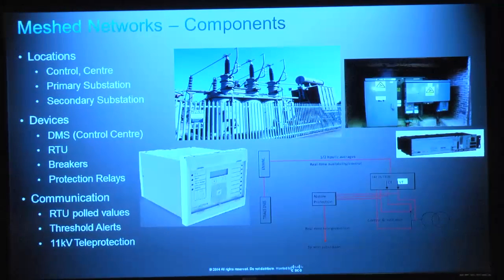The locations, again, very similar. Control center, primary substation, secondary substation were involved. The SCADA environment was needed, the RTU, the individual breakers at each of those secondary locations, and the protection relays that were deployed. The communications that were required, RTU poll values, threshold alerts and 11 kV teleprotection services were deployed and tested.